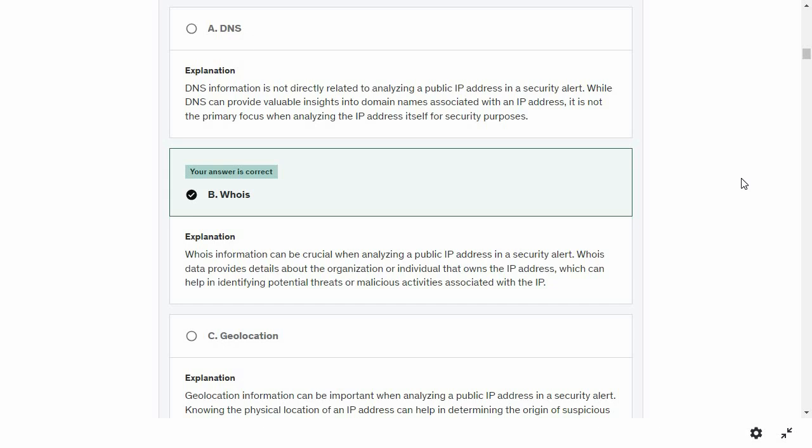Answer number 2, who is. Who is information can be crucial when analyzing a public IP address in the security alert. Who is provides details about the organization or individual that owns the IP address, which can help in identifying potential threat or malicious activity associated with the IP. So who is the correct answer for this scenario?